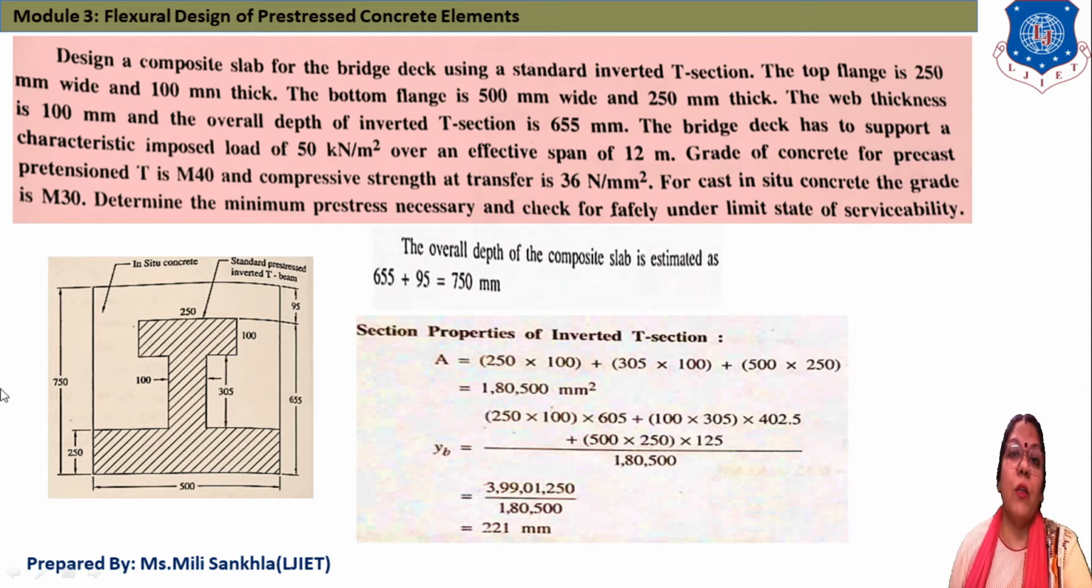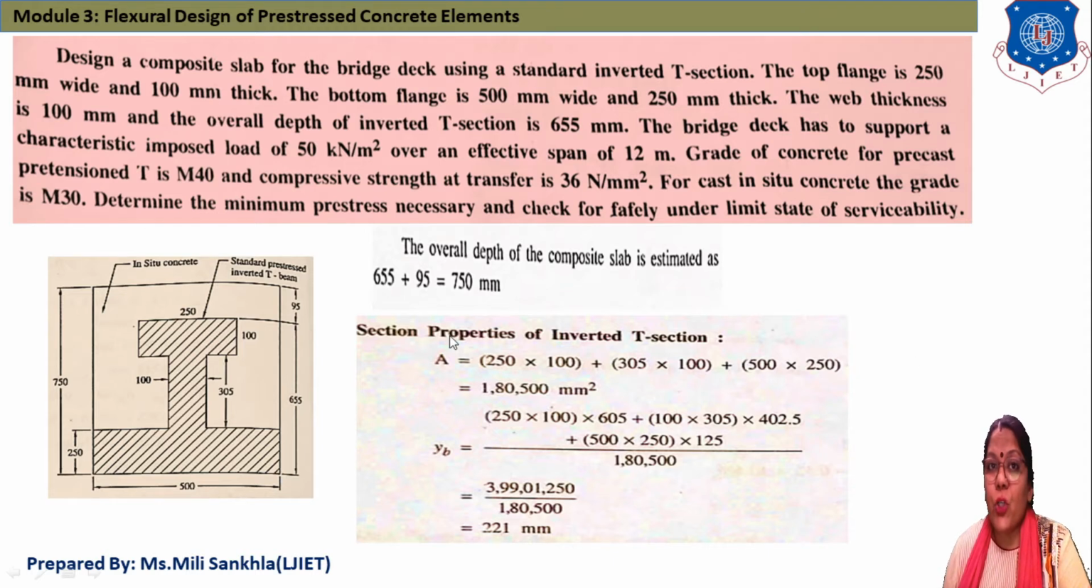Here we use the limit state method. This one is the section, the inverted T section. The total depth of this section is given, that is 750. The overall girder is 655, and this 95 is the cast in situ part, that means cast in place, and 655 is for the precast T.